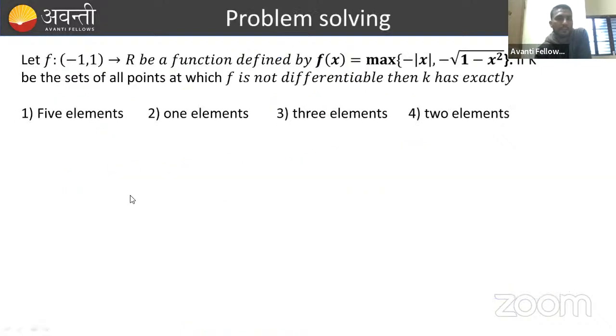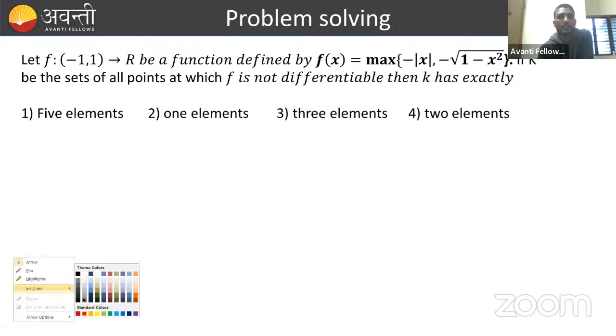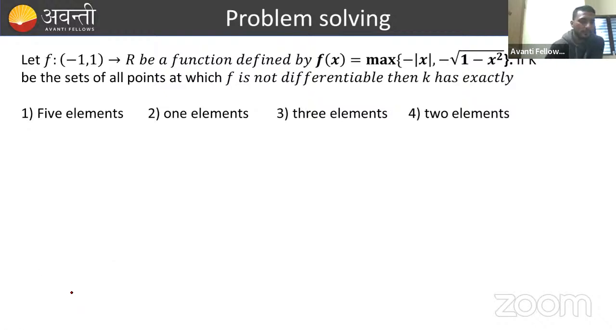So we are taking a graphical question, so that you are able to understand. What it is: we have a function in this form, max of minus of mod x comma minus of root under 1 minus x square.